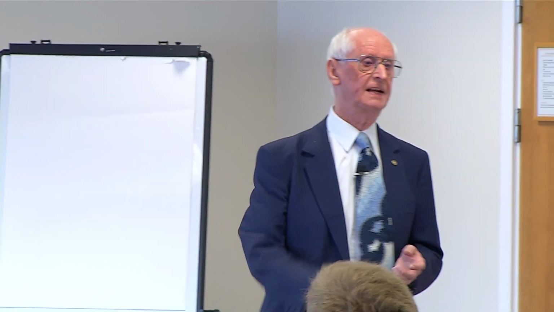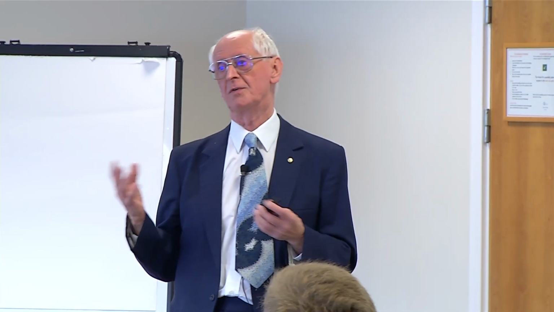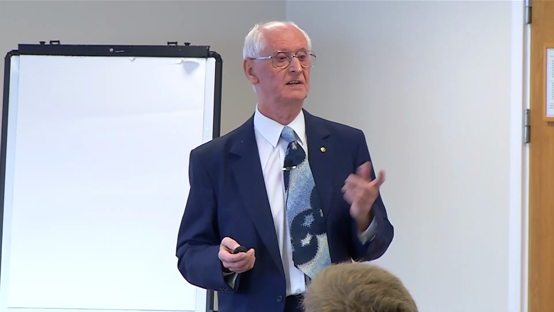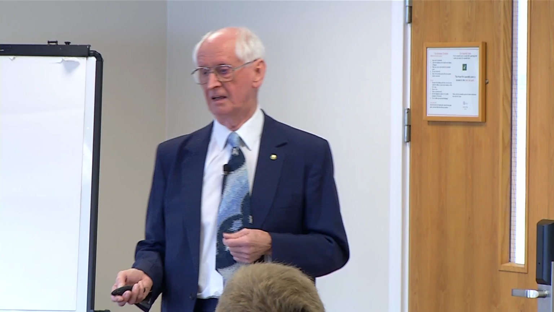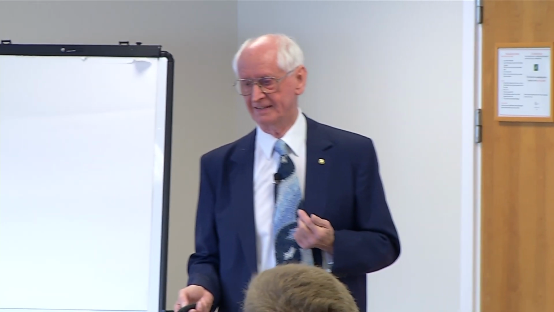So we're going to have a look at bimetallic corrosion, because where you get two different metals in contact with each other with an electrolyte, you will find a problem. And in this particular table, you look at the most reactive metals that we commonly use. There are some more reactive metals like magnesium, but we don't use them in building. The most common one we use is aluminium and zinc. You go down chromium, iron and steel. Anything above there will corrode in preference to the iron or steel. Anything below there, the iron or steel will corrode in preference to this material. But it's not quite as simple as that.